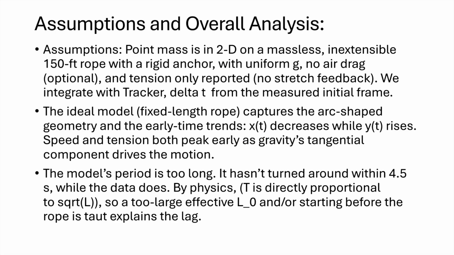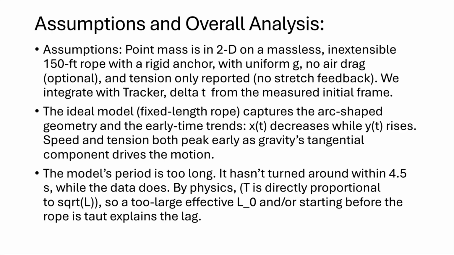The assumptions and overall analysis: the point mass is in 2D on a massless, inextensible 150 feet rope with a rigid anchor, with uniform g, no air drag (optional), and tension only reported, no stretch feedback. We integrate the tracker delta t from the measured initial frame. The ideal model, a fixed length rope, captures the arc-shaped geometry and the early time trends. X decreases while Y rises.